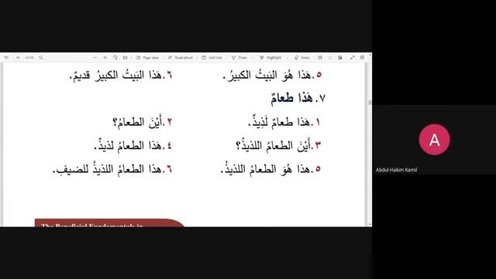Number 4. هذا الطعام لذيذ. This food is good. This food is delicious. This food has to stay together. طيب. هذا هو الطعام اللذيذ. This is the delicious food. This is the good food here.